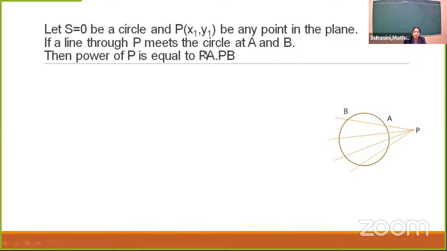So, if a line through P meets the circle at A and B, then he is talking about the power of P. What is the power of P now? PA into PB.